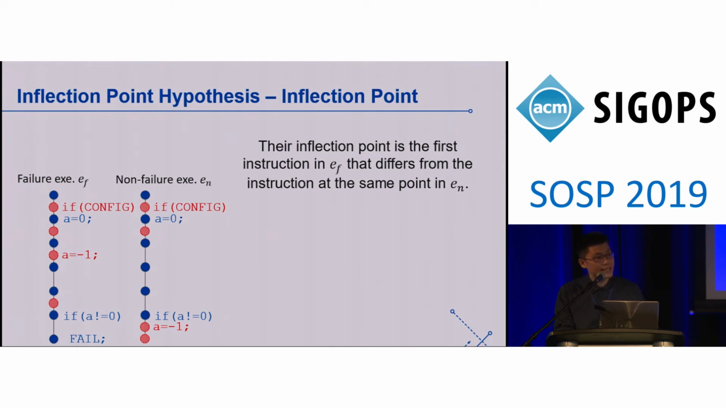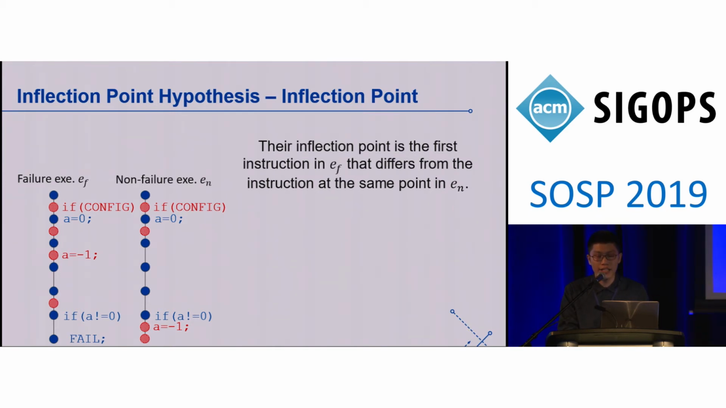Now we explain what is an inflection point. Given a pair of failure execution EF and a non-failure execution EN, their inflection point is the first instruction in the failure execution EF that differs from the instruction at the same point in EN.